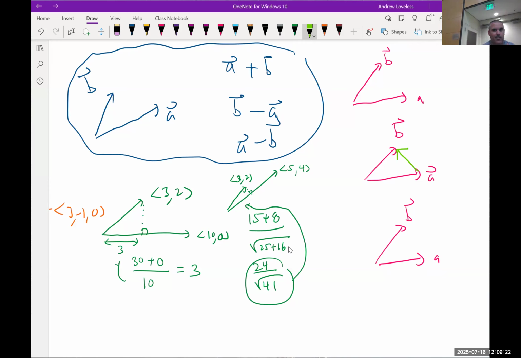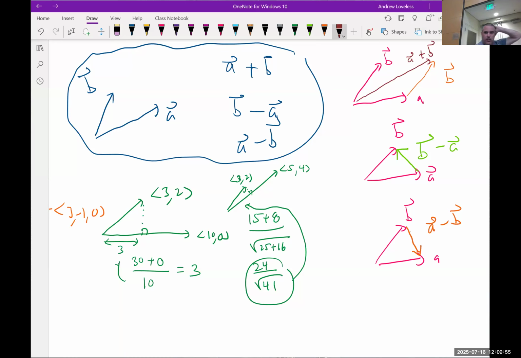How do you get that? Is that the vector sum or the subtraction? It's subtraction. This is B minus A. This vector right here is A minus B. And if you want the sum, we do that head to tail rule. We draw B again. And this is A plus B.